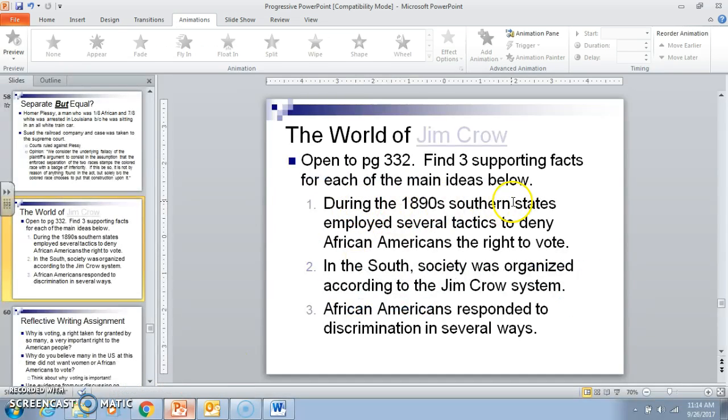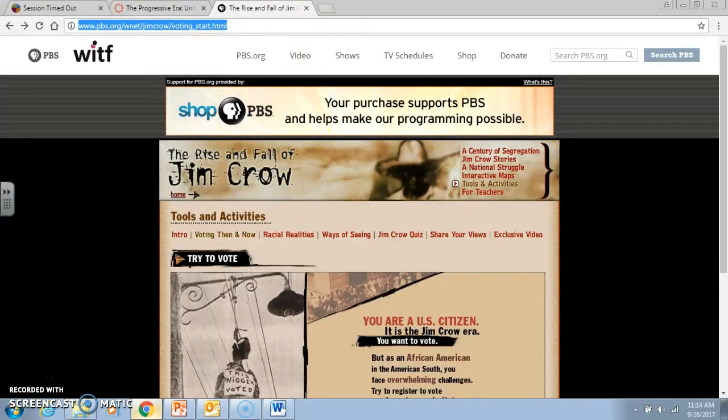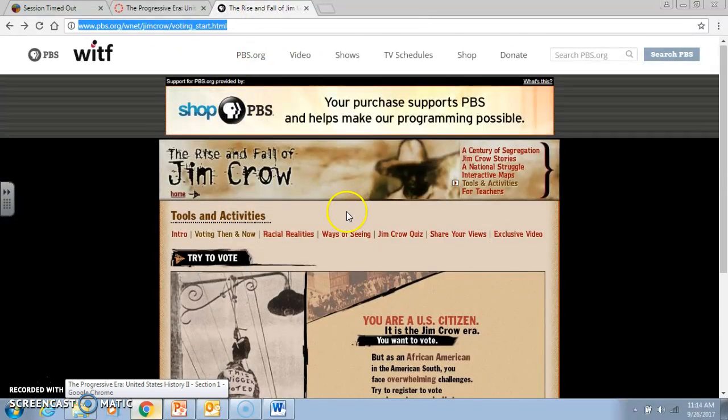It says that during the 1890s, Southern states employed several tactics to deny African Americans the right to vote. You can go through and look at some of those topics. Compare those topics with the website that I found on PBS, and the link again is on Canvas. If I go back to Canvas here, you can see The Rise and Fall of Jim Crow. Click on that link. That will take you to this page right here.